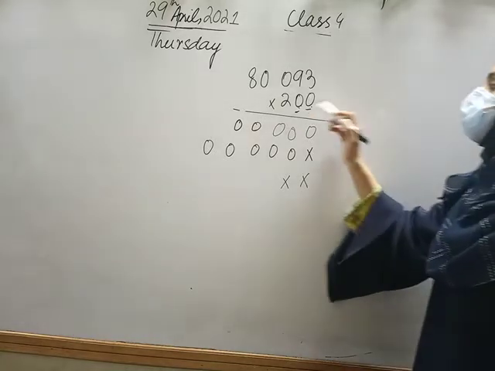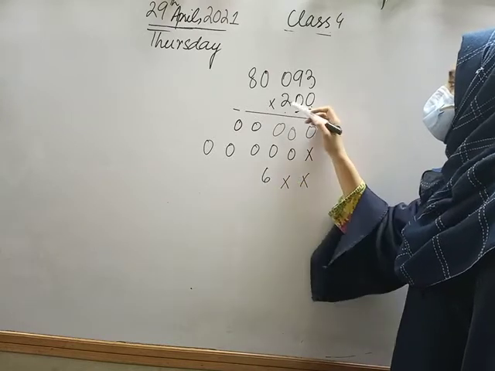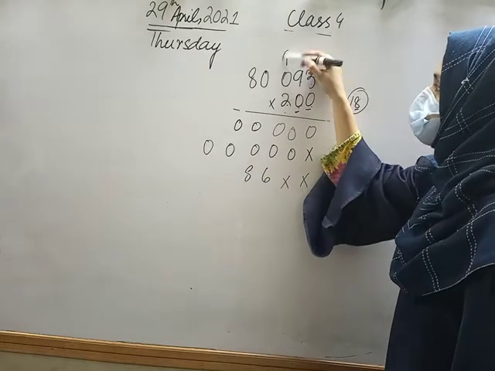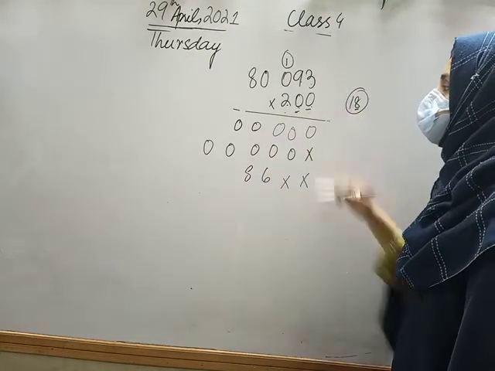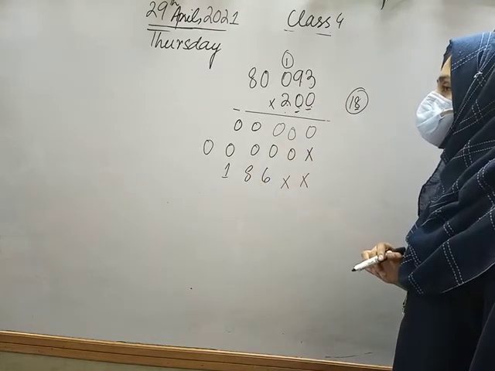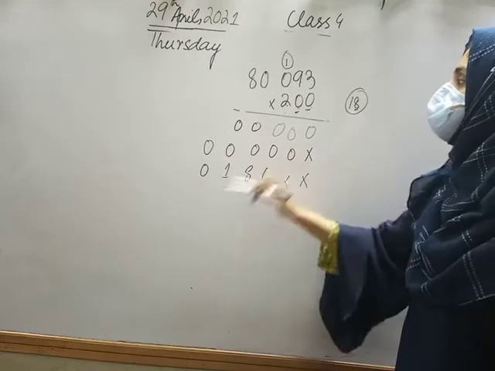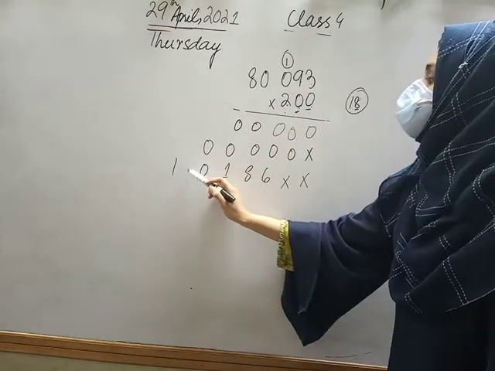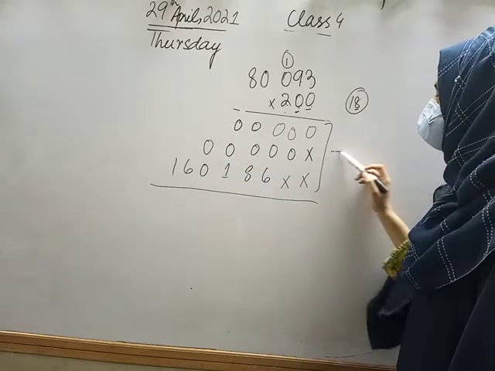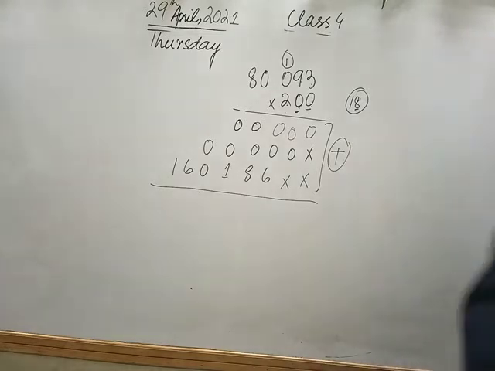2 3's are 6, 2 9's are 18, 2 digits, so I will write 8 here and 1 as a carry. Fine? 2 0's are 0 and 1 as it is. 2 0's are 0 and 2 8's are 16. Okay class? Now I will add the whole because it is the rule that we will add the whole numbers in the end. Now we will add one by one.